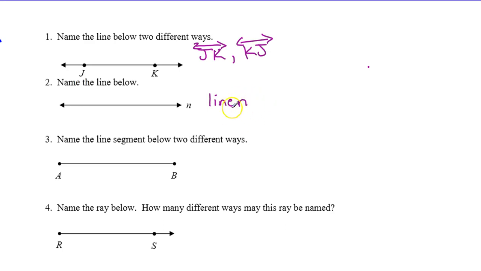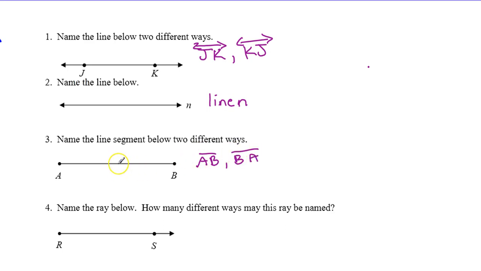Notice that's a lowercase letter, whereas in number 1 we have capital letters to represent the points, and we use the arrows. Okay, name the line segment below in two different ways. Okay, line segments, we have to use the endpoints, so AB, or we could call this BA.